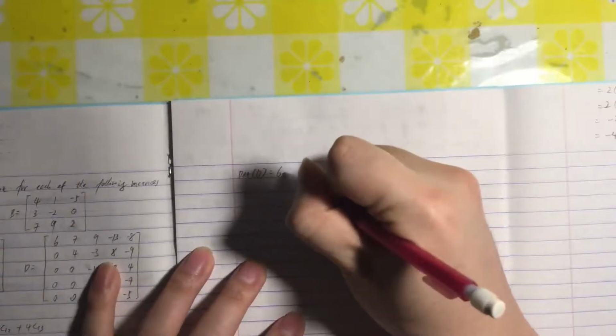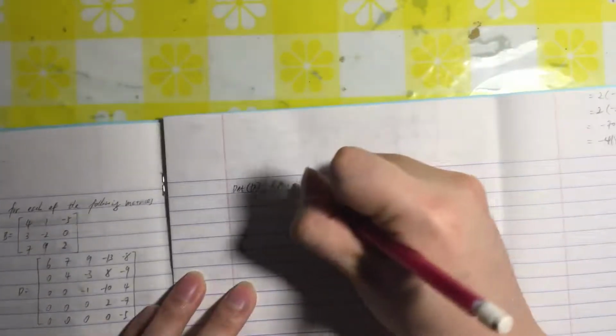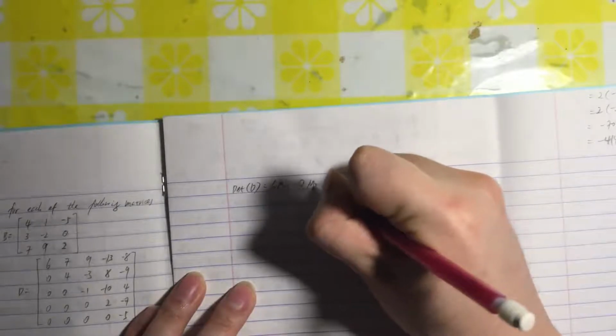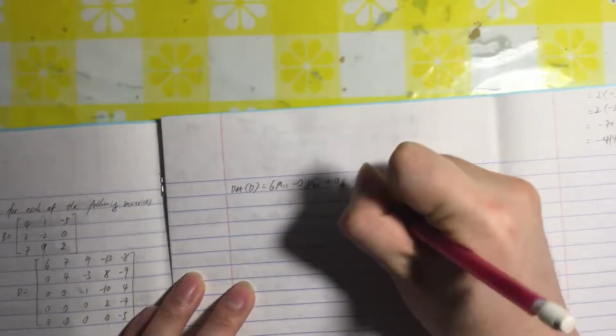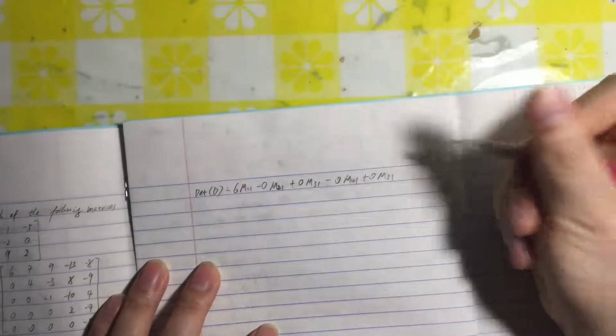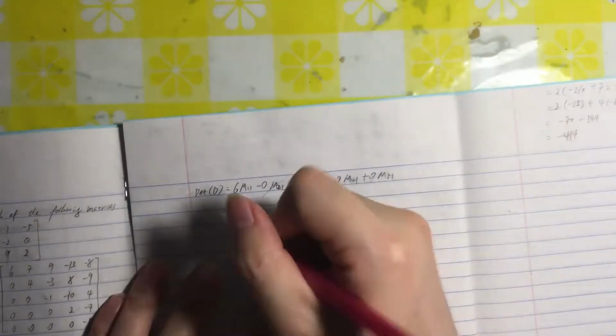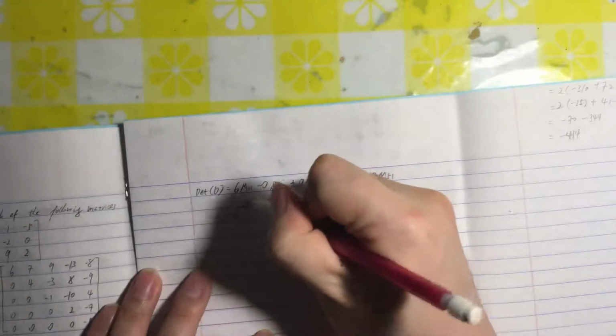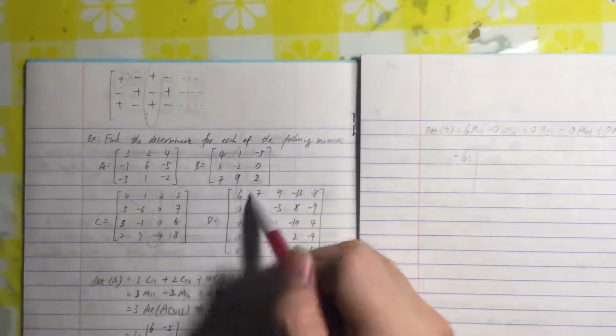It will be 6 times M11. Here the sign is positive, negative, and so on. The sign is alternating. Next is 0 times M21, plus 0 times M31, minus 0 times M41, plus 0 times M51. Those are all zeros. What's left is 6 times M11. M11 is the determinant of the submatrix by crossing out first row, first column. That's the submatrix.